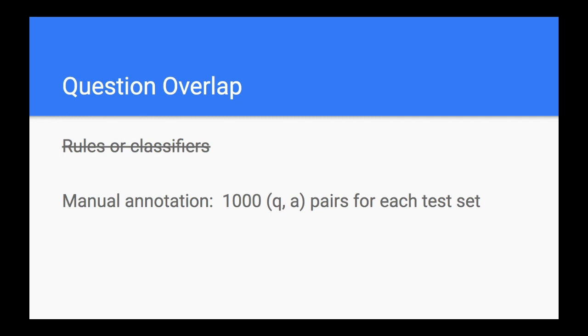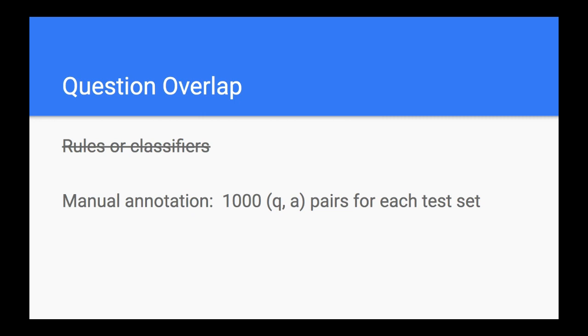The question overlap is a little bit trickier, because how to extract those overlapping questions is very, very tricky. You can use a rule-based method, like Levenshtein distance, an edit distance, to measure the similarity of questions. Let's say the Levenshtein similarity is 95%, then you consider it a duplicate question. But you will have a lot of false positives, because sometimes when you change one word, the question means a totally different thing, but sometimes it doesn't, right? You can also train a classifier to classify the similarity of questions, but that will also have a lot of false positives and false negatives. So that's why they don't use these two methods, rules or classifiers.